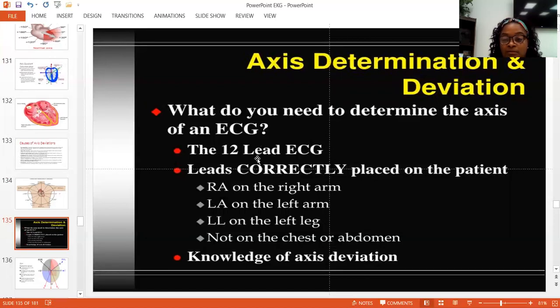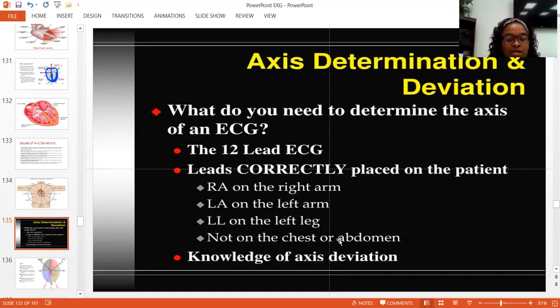And make note of this right here. Very, very, very important. Those leads have to be placed on the patient correctly. So that RA is on the right arm, LA is on the left arm, LL is on your left leg, and not on the chest or the abdomen. That's a common mistake that people will make. They'll just slap those electrodes up there without finding those proper landmarks, and then you get all that artifact in there and you get an improper reading.